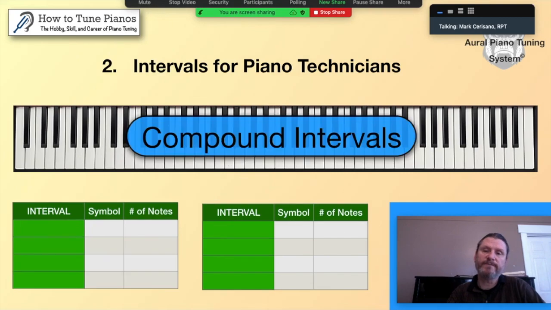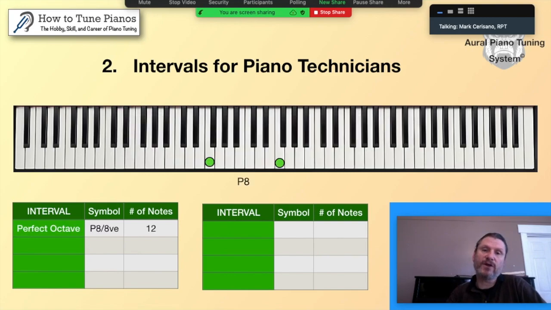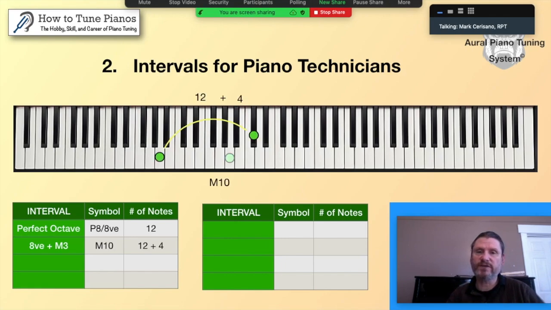So this can help. Compound intervals are intervals that are larger than an octave. So if we have an octave here, then for the 10th, we can talk about the major 10th, which is an octave and a major third. You start with the octave, add a major third, there's your 10th. The 11th is an octave and a perfect fourth.